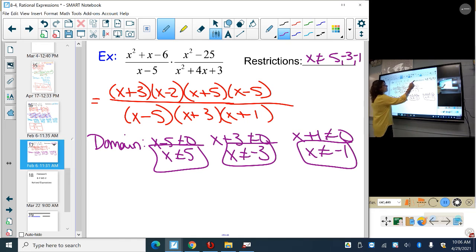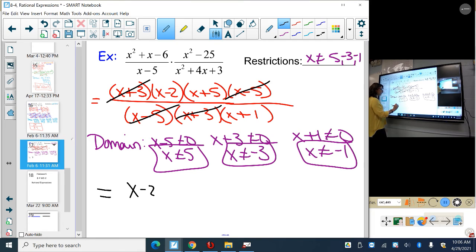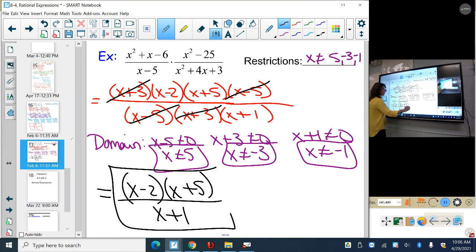So from left to right, we're going to start canceling. Do I have an x plus 3 in the denominator? I do. Do I have an x minus 2? No. Do I have an x plus 5? No. Do I have an x minus 5? Yes. So what remains is going to be x minus 2 times x plus 5 all over an x plus 1. And that is completely done then.